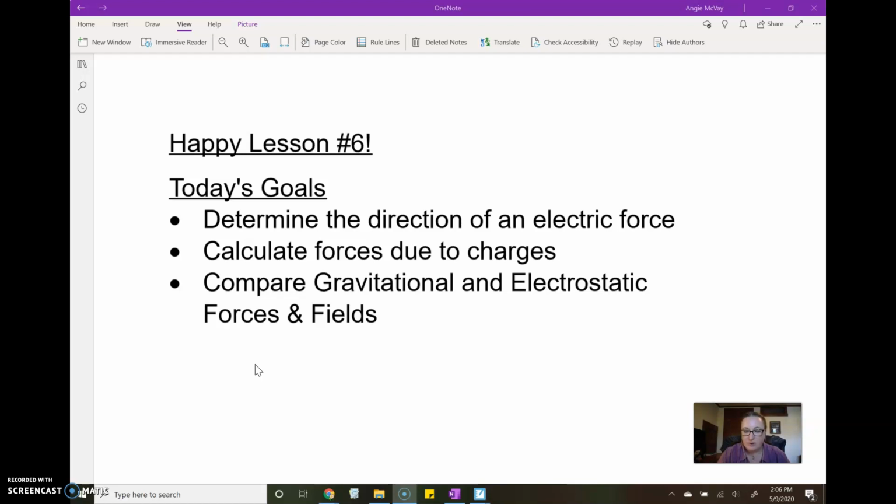And this is a comparison that the IBO wants you to be able to explicitly make, and so I'm going to give you a graphic organizer to do that comparison. All right, you guys, let's get started.